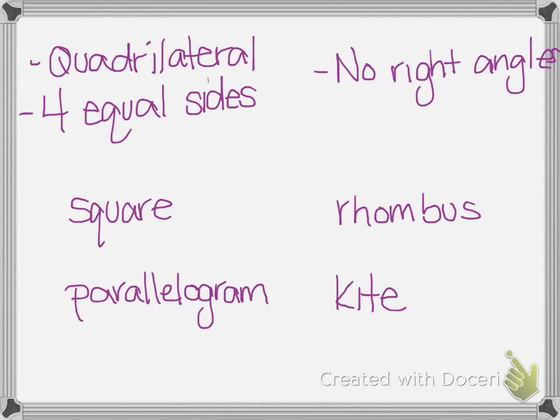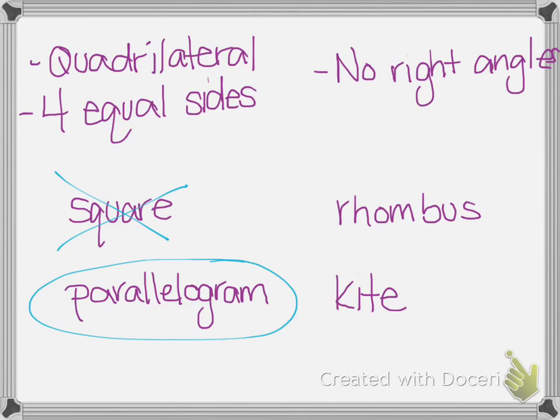Number 4 says solve the following riddle. I am a quadrilateral with 4 equal sides and no right angles. What could fit this possibility? If I look at a square, there are 4 equal sides. It is a quadrilateral, but it does have right angles. So that doesn't work. A parallelogram has 4 sides. They could be equal. It doesn't have any right angles. And it is a quadrilateral. So a parallelogram could work.